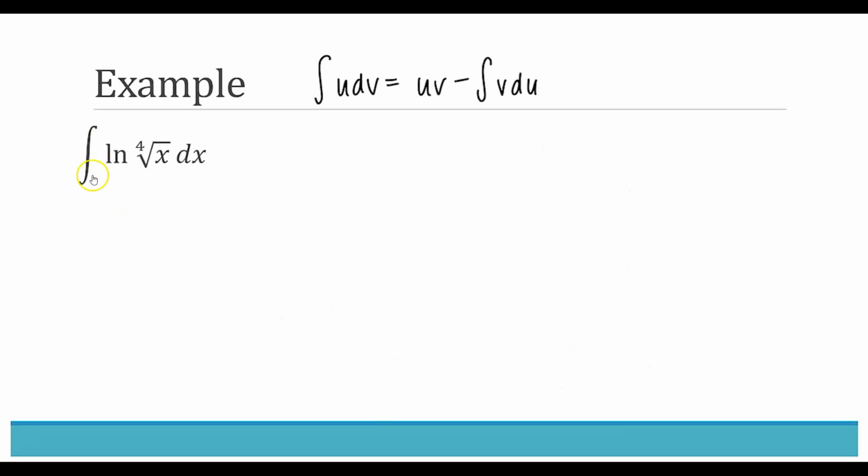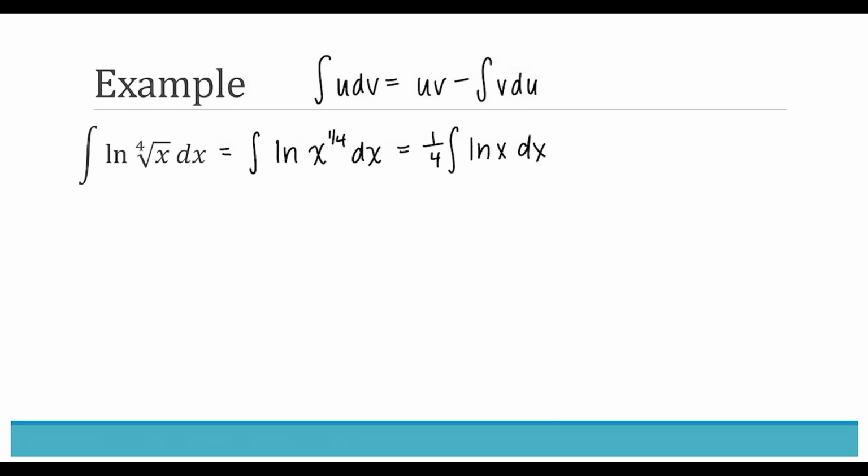In this example, I have the integral of the natural log of the 4th root of x dx. Now I do see a natural log in the integrand, so I would think to make that my u, but before we do that, we're going to apply a property of logs. So we have the integral of the natural log of x to the 1/4 dx. And properties of logs tell me I can pull the 1/4 to the front of the logarithm, making it a coefficient, and that coefficient can actually come out of the integral completely. So I have 1/4 the integral of the natural log of x dx.